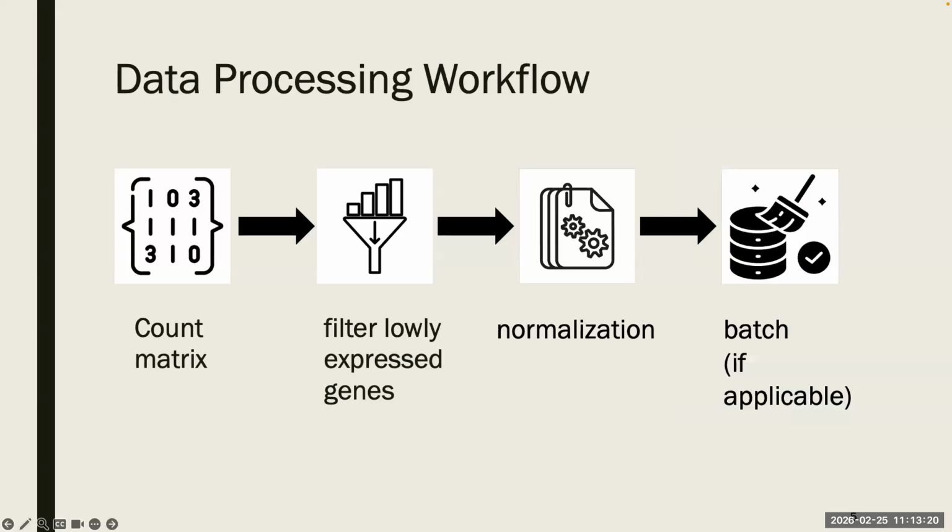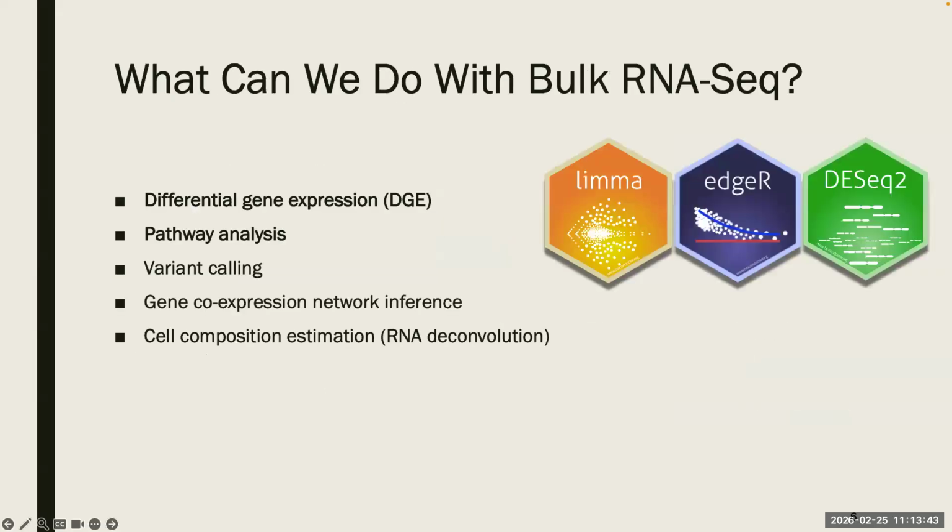And in terms of batch, if batch effect is applicable, we should remove batch effect. And it's important to note that all these steps don't usually need to be performed explicitly since they're often embedded into packages already. So what can we do with our bulk RNA sequencing?